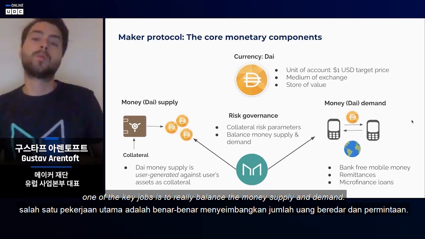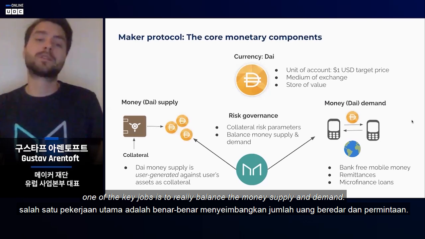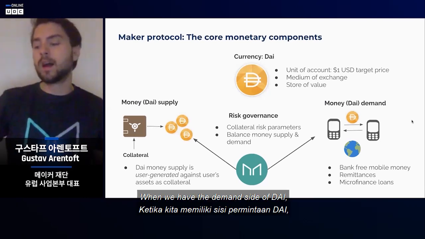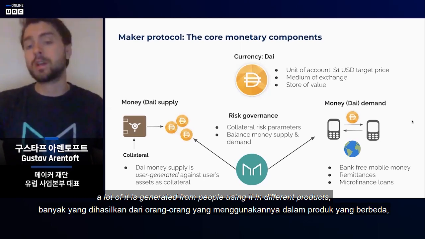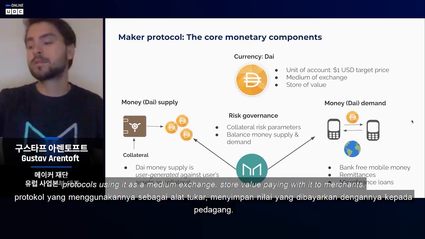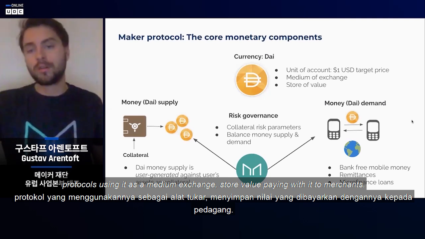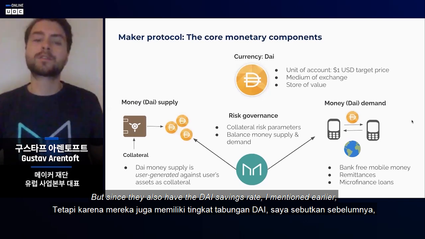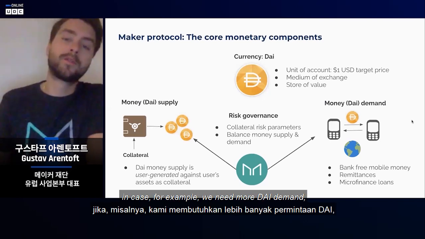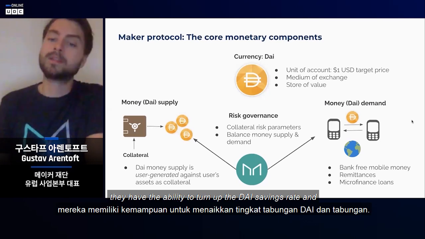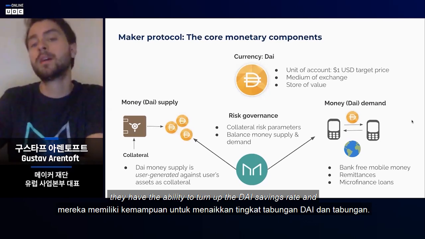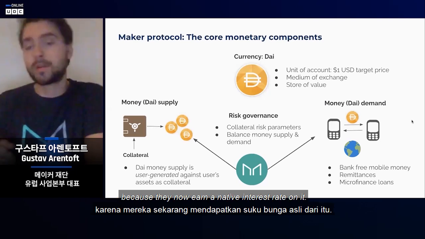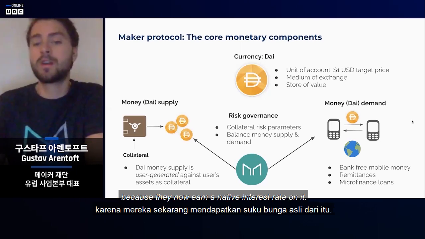And then one of the key jobs is to really balance the money supply and demand. So when we have the demand side of DAI, a lot of it is generated from people using it in different product protocols, using it as a medium of exchange, store of value, paying with it to merchants. But since they also have the DAI savings rate I mentioned earlier, in case we need more DAI demand, they have the ability to turn up the DAI savings rate and thereby increase the number of people who would want to hold DAI because they now earn a native interest rate on it.